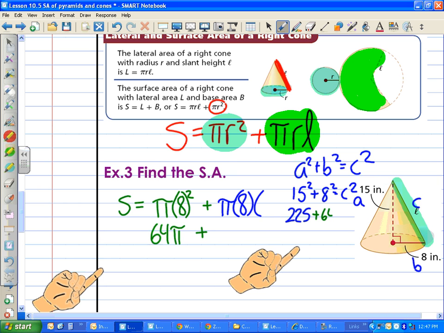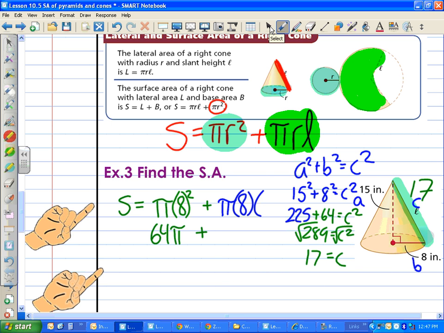Plus 64 equals c squared. 289 equals c squared. Square root. You just saw the answer, right? 17. Okay, so the slant height is 17.